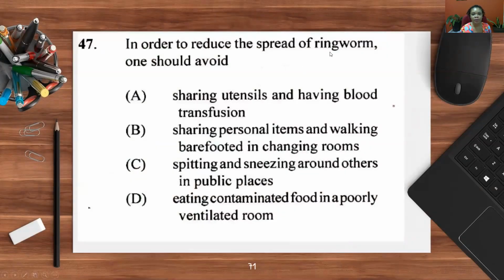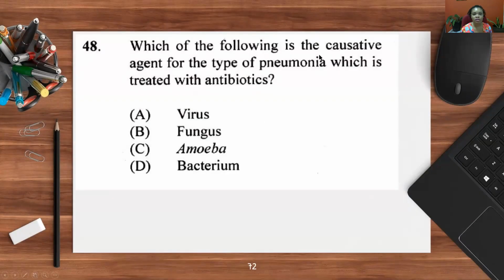In order to reduce the spread of ringworm, one should avoid sharing personal items and walking barefooted in changing rooms. So this is also the same as athlete's foot. Which of the following is a causative agent for the type of pneumonia which is treated with antibiotics? So if it's being treated with antibiotics, it must be caused by a bacterium. Because if it's a virus, it will be antiviral drugs, and if it's fungus, it will be antifungal.